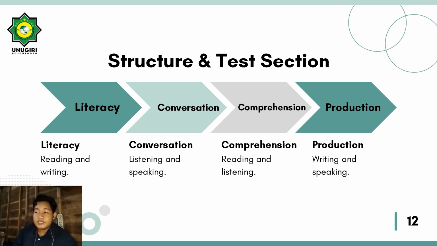That is literacy, conversation, comprehension, and production. Literacy means reading and writing, conversation is listening and speaking, comprehension is reading and listening, and production is writing and speaking. I think the production is special because over here we can know that the test is online.